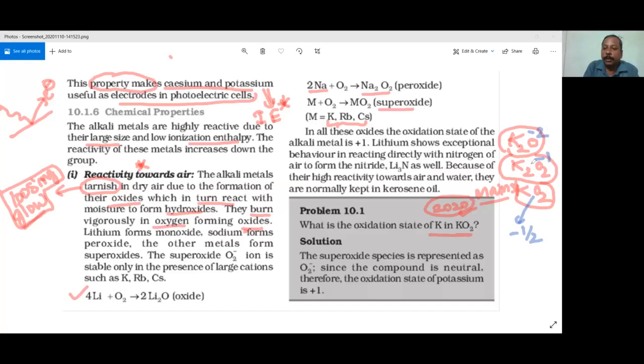But the question was about potassium. People think this is an IIT question, so how can the NCERT answer be the same? Actually, the answer is +1, +1 and +1. In all of them, the oxygen oxidation number changes, but not potassium. This much detailed information you will not get elsewhere.